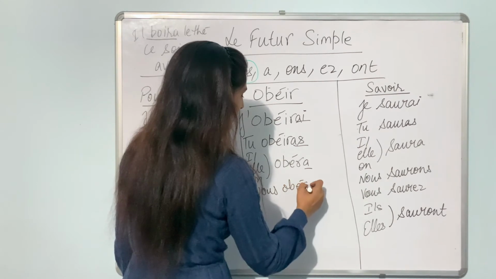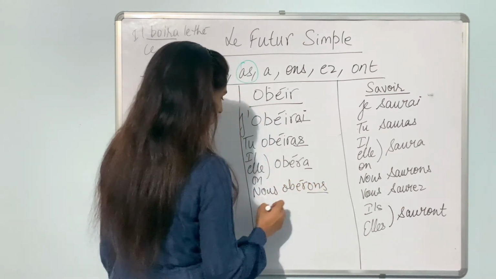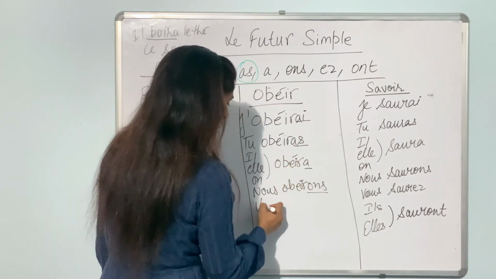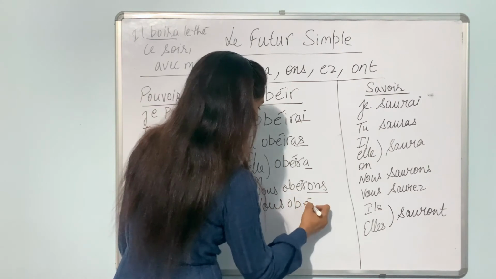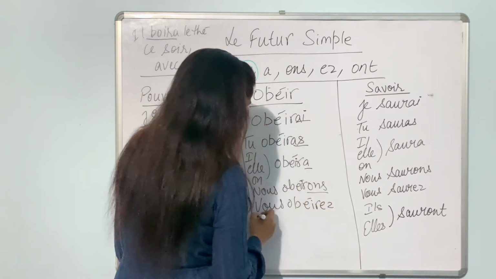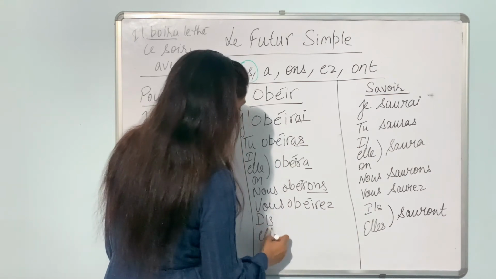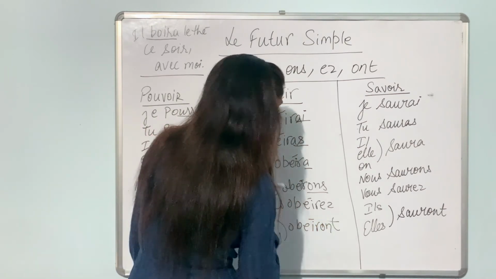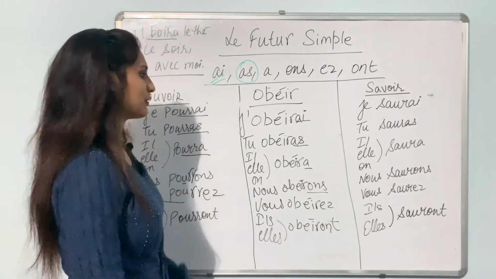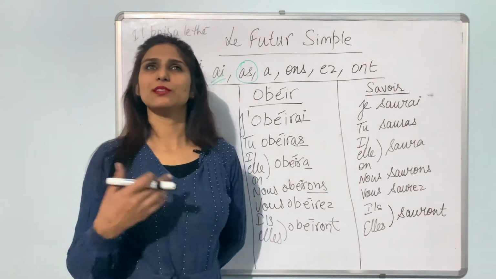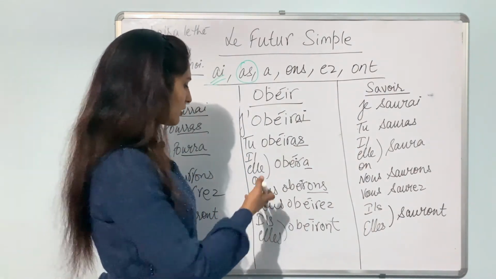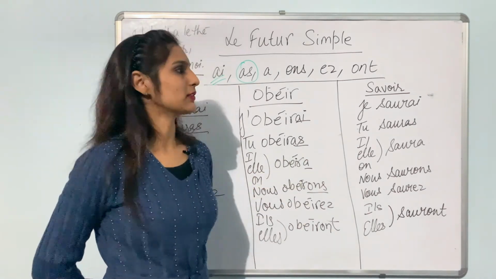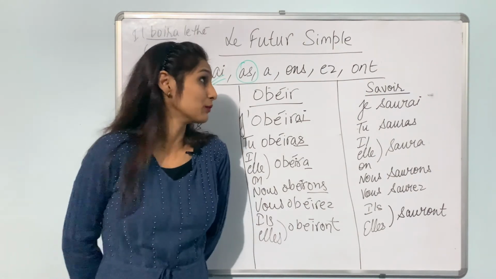Nous obéirons. Obéira. And vous obéirez. Ils and elles, pluriel, obéiront. That's how we do the future of verbs like this. Even with the verb partir: je partirai, tu partiras, il partira, elle partira, on partira, nous partirons, vous partirez, ils partiront, and elles partiront. So this is how you do the conjugations of the verbs in the future.